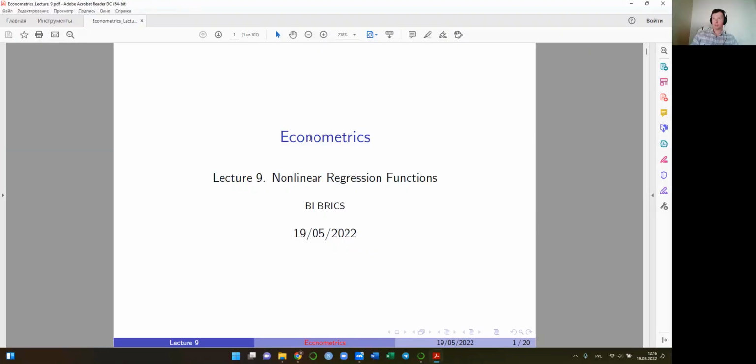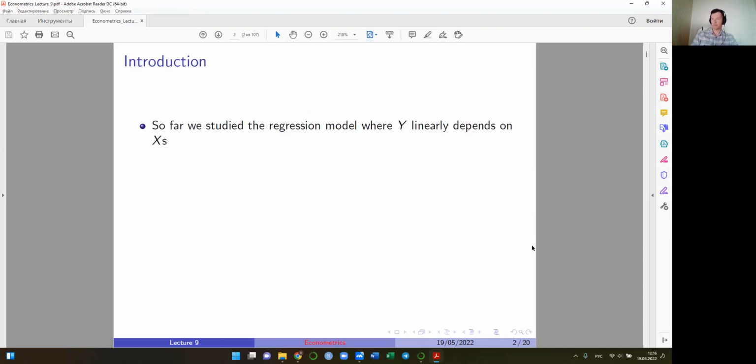So this topic is the logical development of what we have done before. We have now all the tools and knowledge and skills to model the causal effects of some variables of interest x on the dependent variable y.